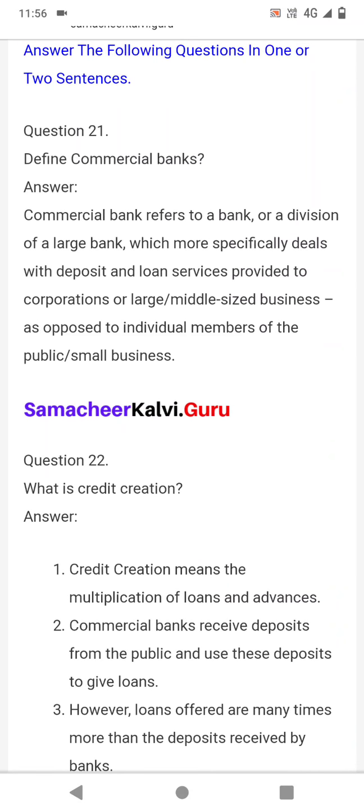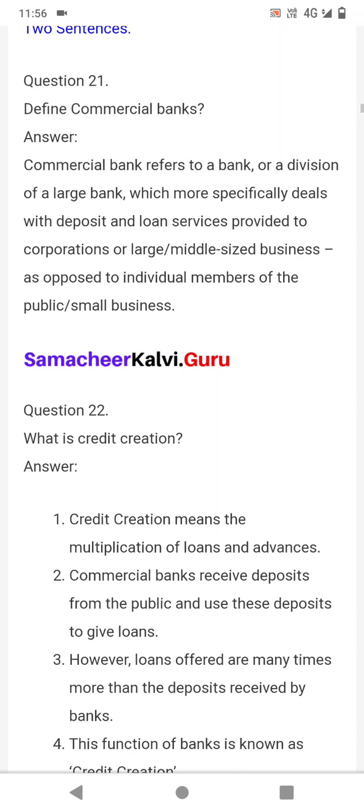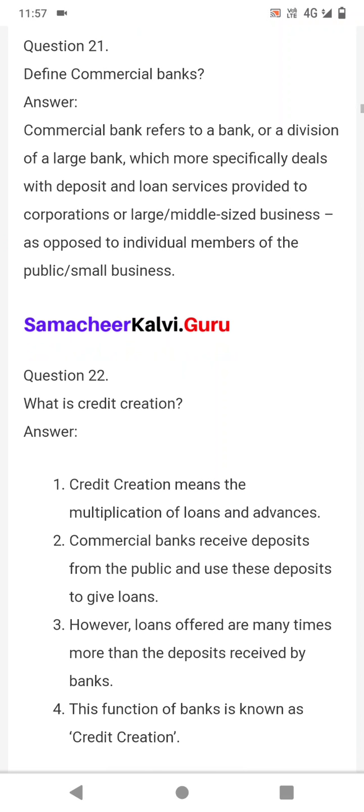First question, define commercial banks. The commercial bank refers to a bank or a division of a large bank which more specifically deals with deposit and loan services provided to corporations or large and middle-sized businesses, as opposed to individual members of the public or small businesses. So mainly, a commercial bank is a large bank, a provider that deals with deposits and loans.